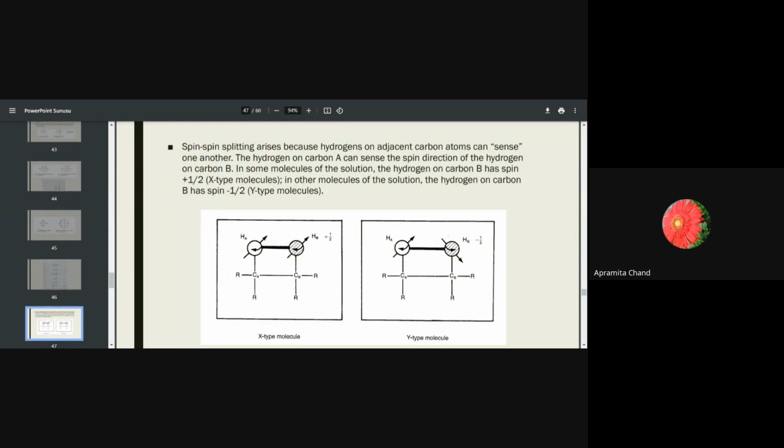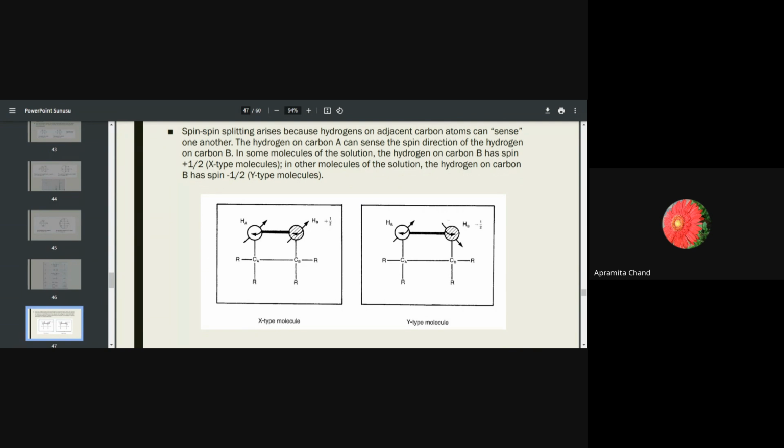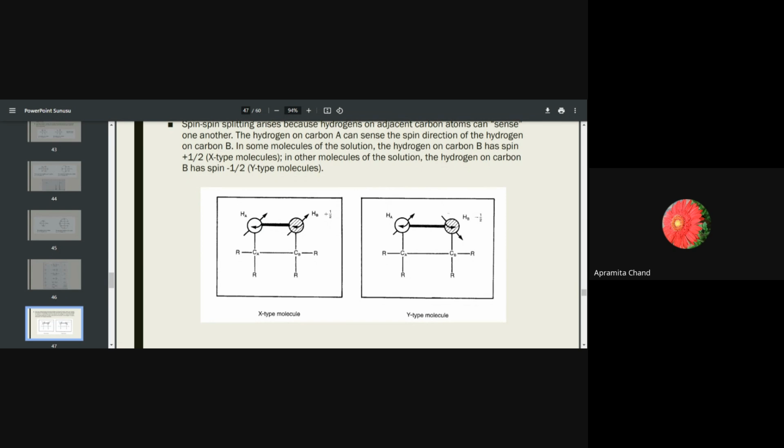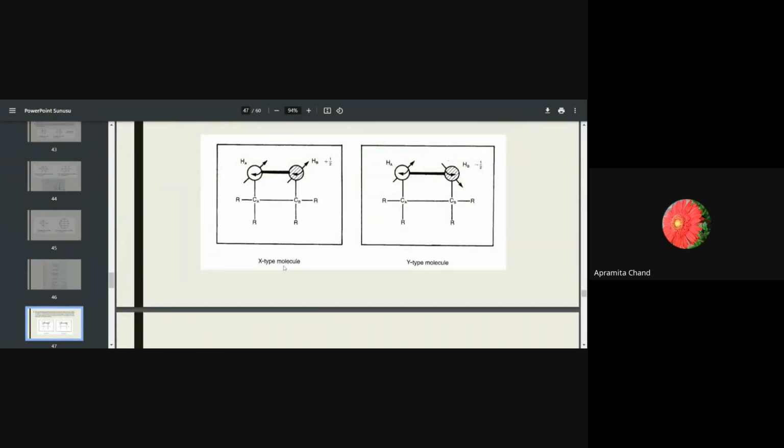Now why does this kind of spin splitting arise? Because the protons can sense one another. Suppose you have two carbons, Ca and Cb, with Ha attached to Ca and Hb attached to Cb. The hydrogen on carbon A can sense the spin direction of the hydrogen on carbon B. In some molecules, the hydrogen on carbon B may have spin plus half. In other molecules of the solution, the hydrogen on carbon B may have spin minus half. So this can be an X-type molecular situation, and this can be a Y-type.